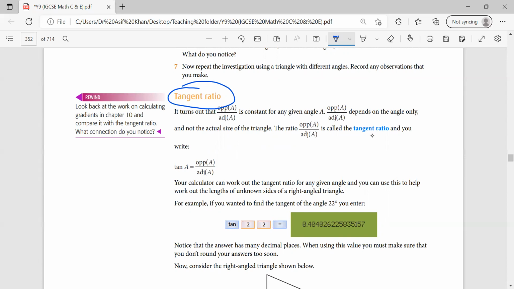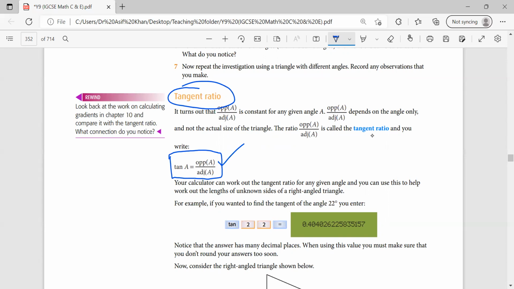What is the formula for tan? It is equal to opposite over adjacent. Tan A is equal to opposite over adjacent. These are the same opposite and adjacent we just identified. So note down this formula. Tan A is equal to opposite over adjacent. Done, sir.